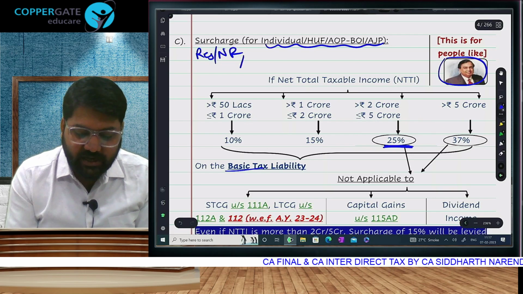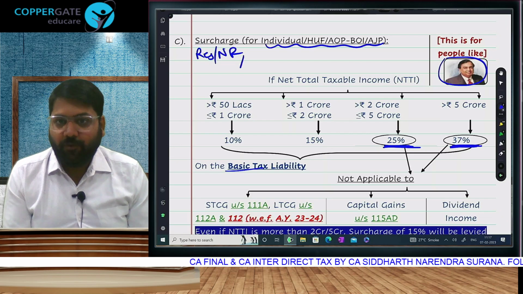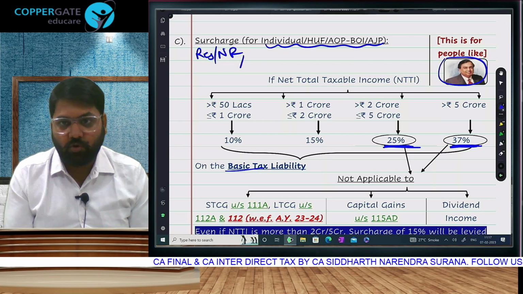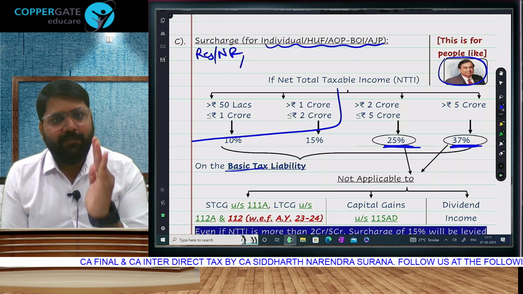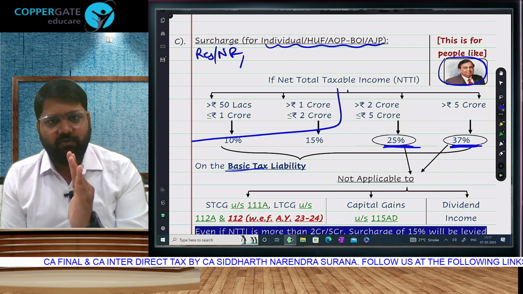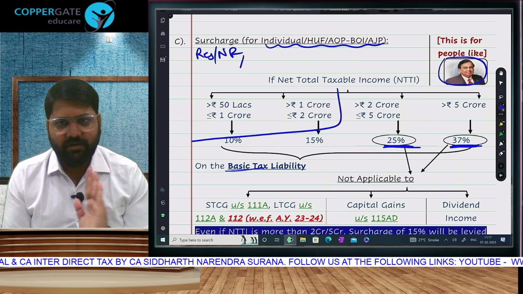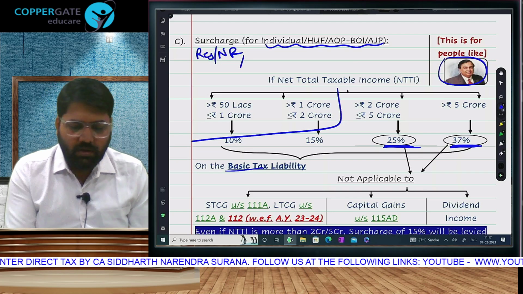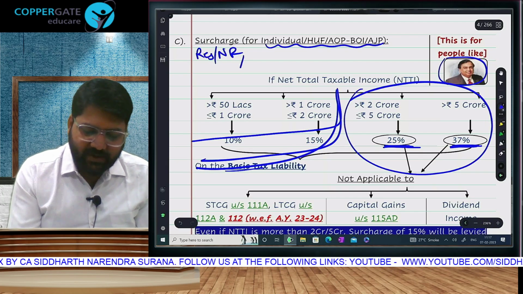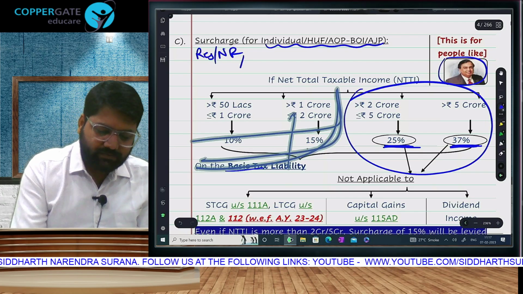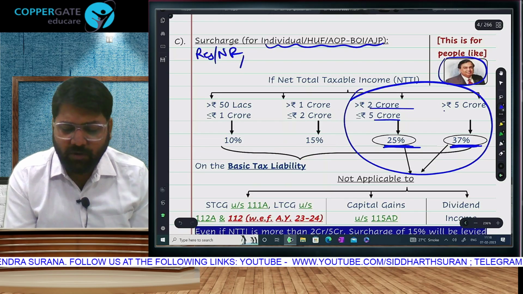If you observe these rates of surcharge, 25 and 37, they are very high. So for people whose income is crossing 2 crore rupees. Okay, now ignore this part. We have understood up to 50 lakh no surcharge, more than 50 up to 1 crore 10%, more than 1 crore up to 2 crore 15%. That much we have understood. So now ignore this part, focus on this side. The moment a person's income exceeds rupees 2 crores, this side, 2 crore up to 5 or more than 5.